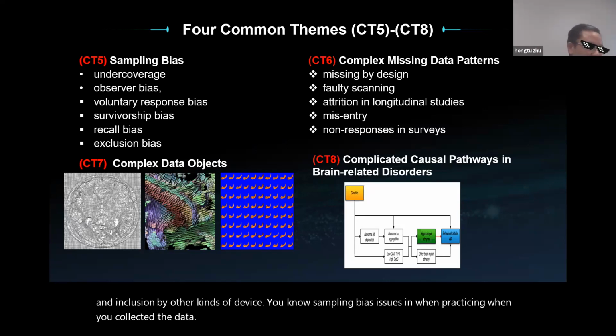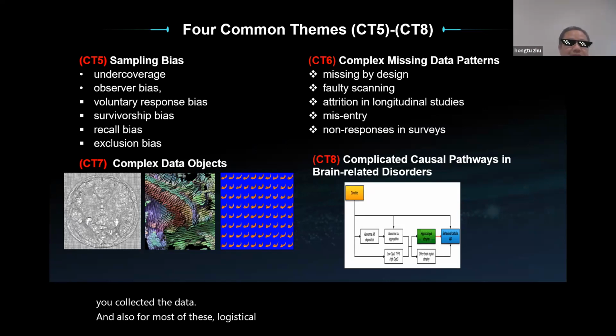And also for most of these large scale population studies, the brain is not the primary outcome.